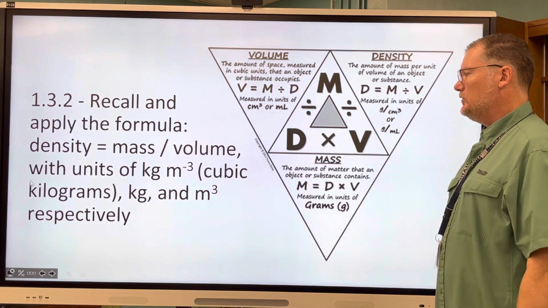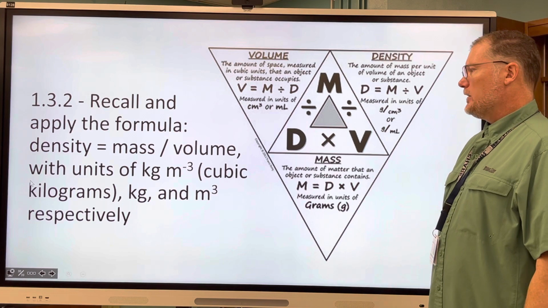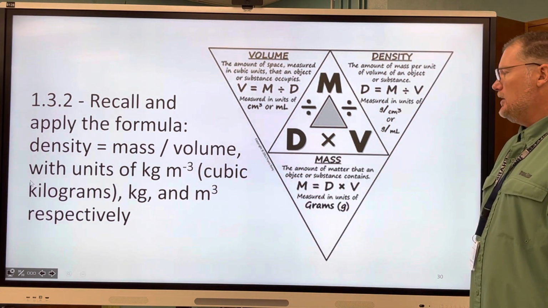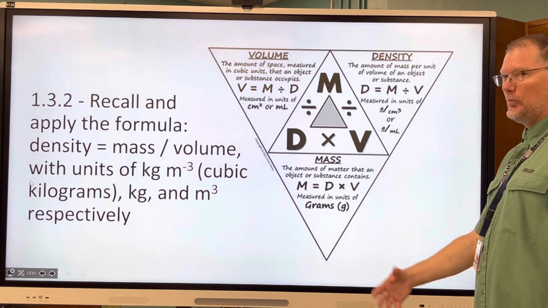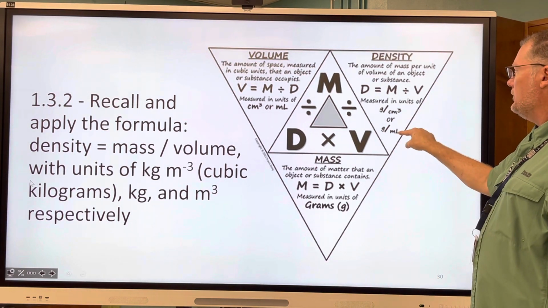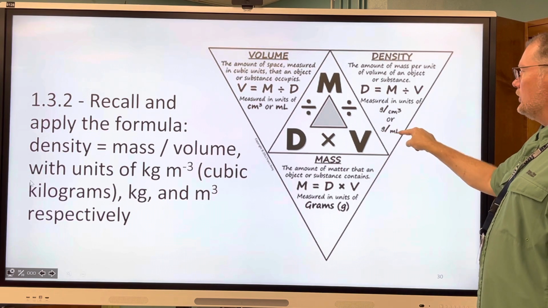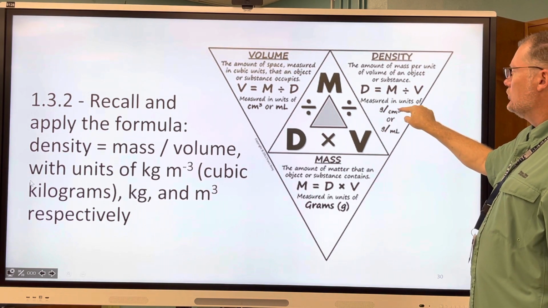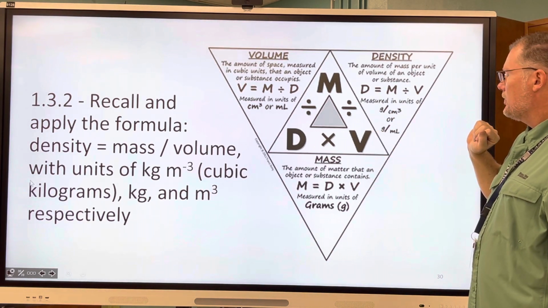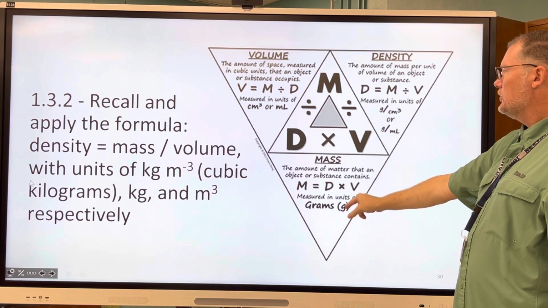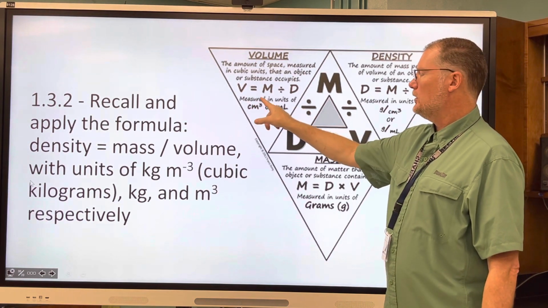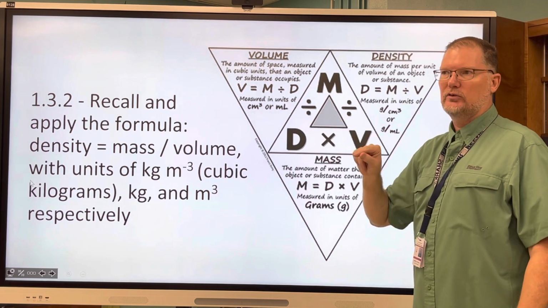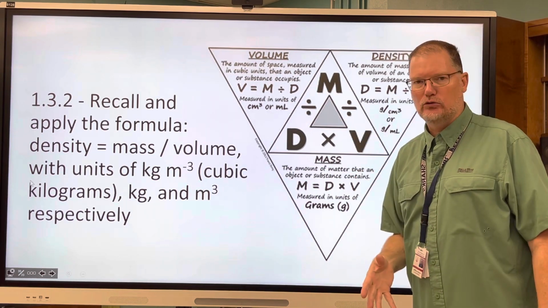And the units given for each one of those: the units are always in kilograms per cubic meter or cubic centimeter. Grams per cubic centimeter, okay? Grams per milliliter. It's always mass over volume, okay? And of course, mass is always given in grams, and volume is always given in cubic centimeters, cubic meters, cubic kilometers, or milliliters, liters, kiloliters, okay?